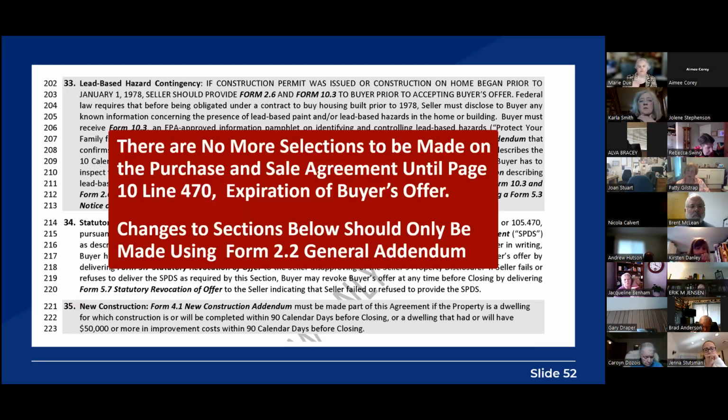Nice thing is after that, there are no more selections to be made on the purchase and sale agreement until line 470 on page 10. The rest of the information in any section should be used using the journal addendum. One of the things I would say is if you need to change anything in any of the sections that are just the boilerplate, talk to your managing principal broker. You may have to get an attorney to make the change. It depends on how it is done.